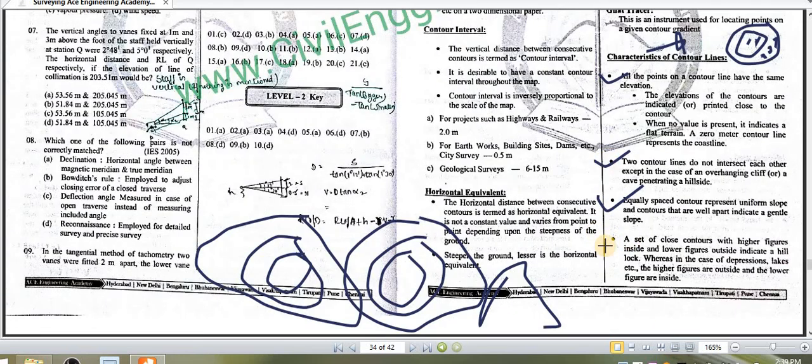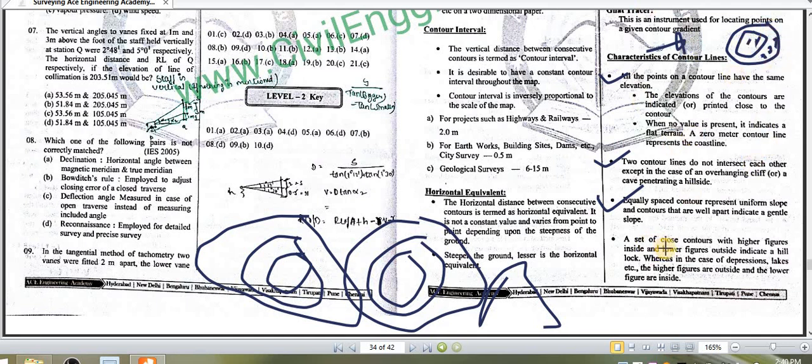Fourth characteristic: a set of closed contours with a higher figure inside and a lower figure outside indicates a hill. So if the value inside is higher, say it is showing 100, then the next contour is 99, then the next contour is 98. So that indicates a hill. By seeing the values, you can tell that it is showing a hill.